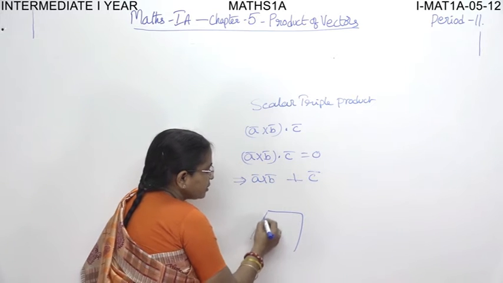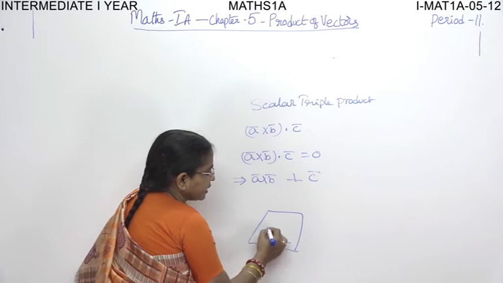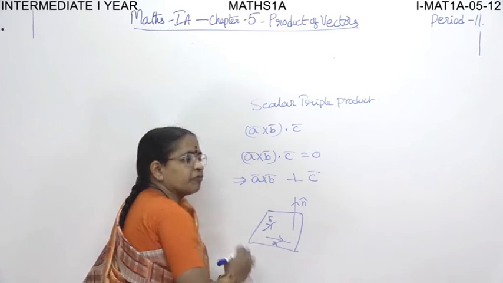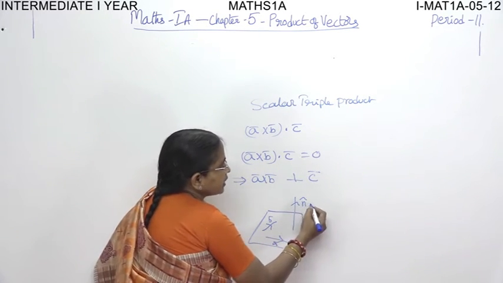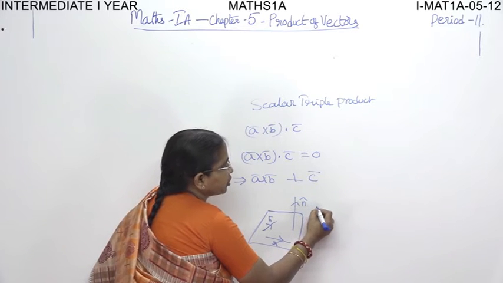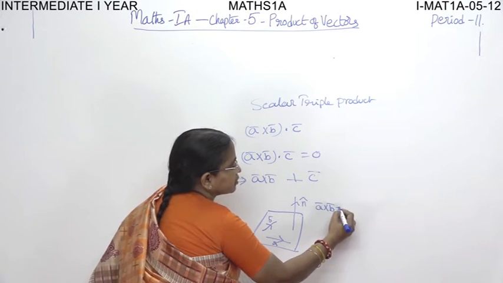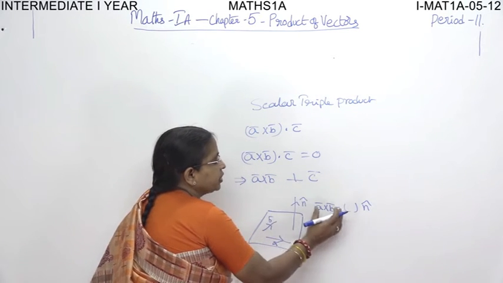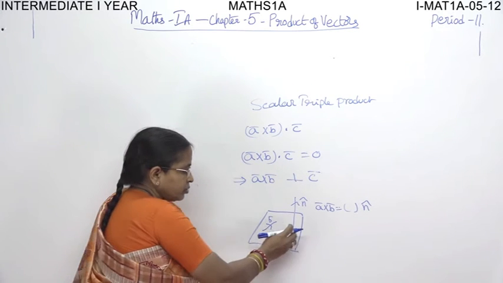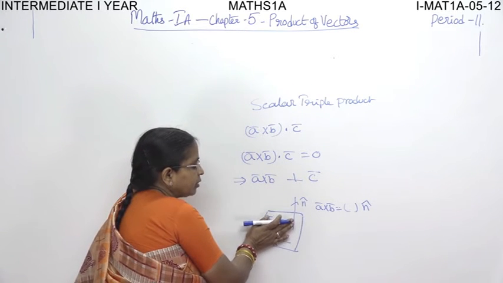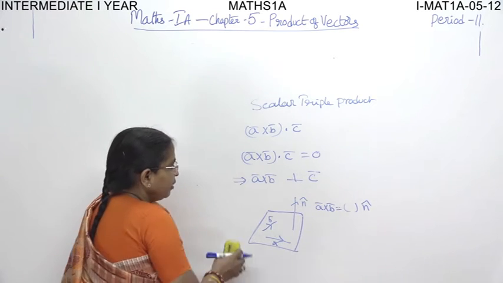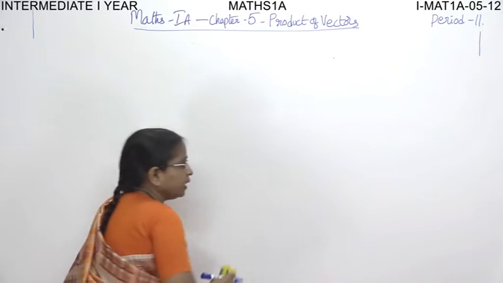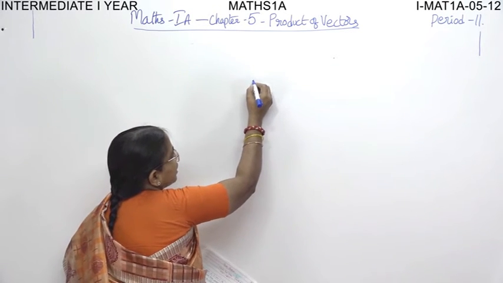What does it mean? Suppose that A and B are vectors in this plane, and this is the direction of n cap. A, B, n cap form a right-handed system. The n cap direction is the same as the direction of A cross B. What is A cross B? A cross B is mod A into mod B, some number, into n cap. So n cap direction and A cross B direction are the same. So the A cross B direction is perpendicular to the plane containing A and B. Next, we have one geometrical interpretation of this scalar triple product.